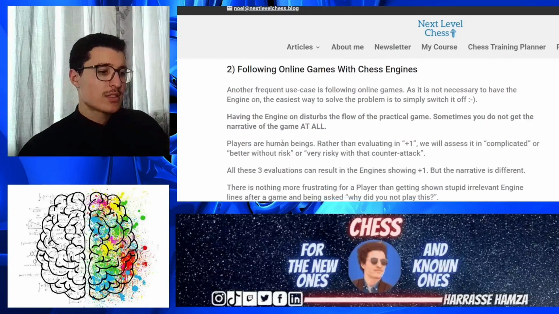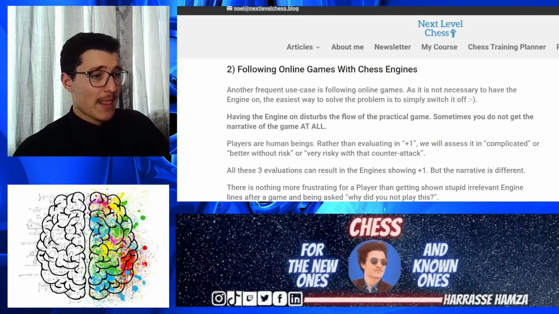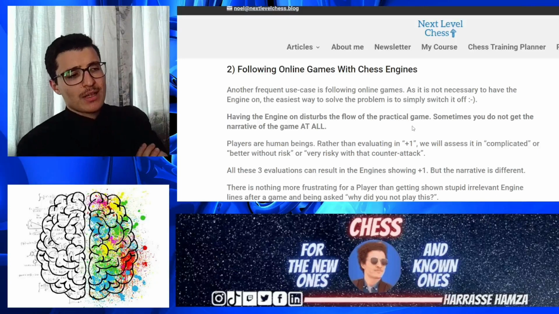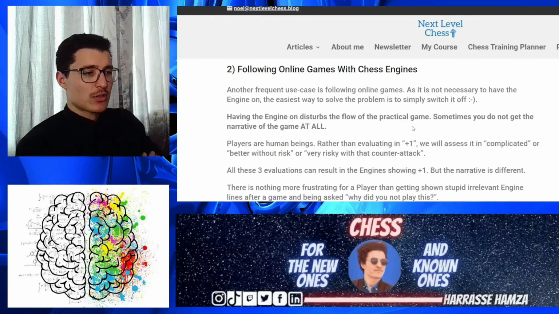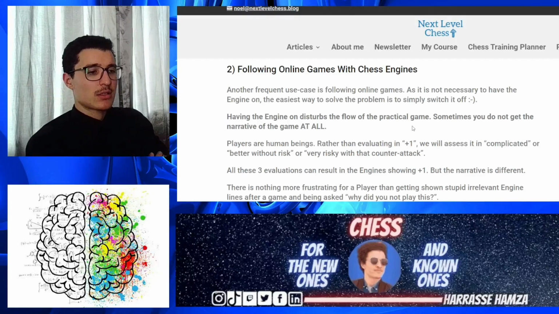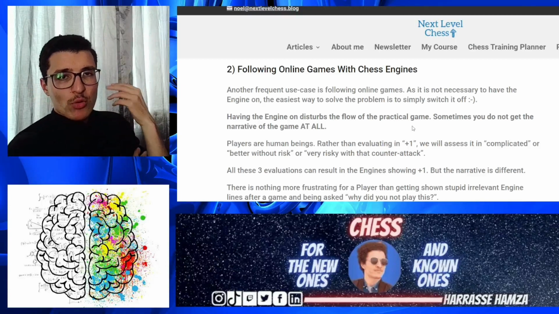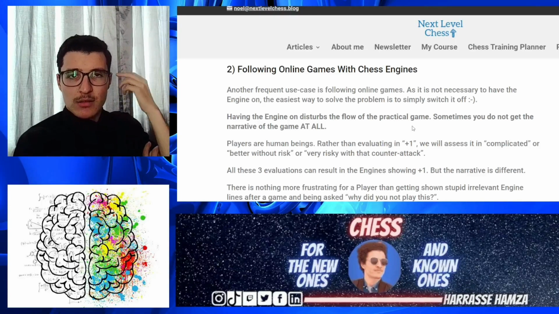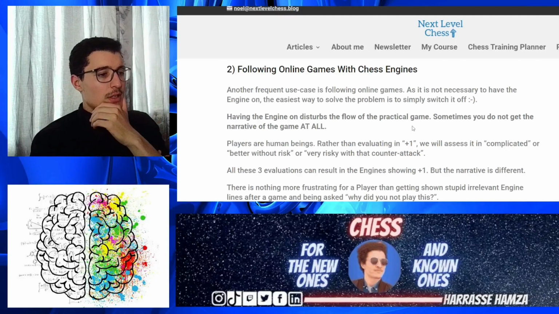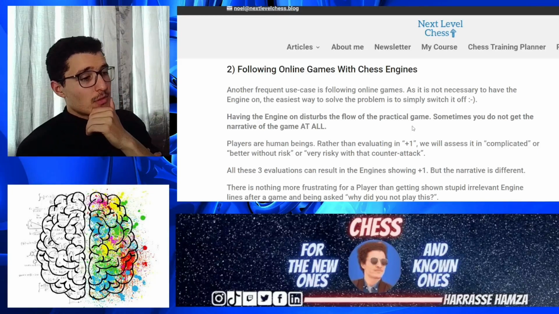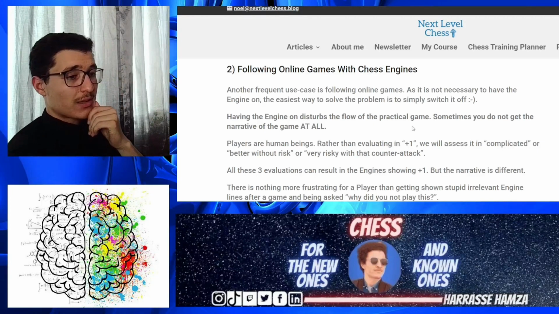Following online games with chess engines. Another frequent use case is following online games. As it is not necessary to have the engine on, the easiest way to solve the problem is to simply switch it off. Use your brain, your gray matter in this big brain. Having the engine on disturbs the flow of the practical game.